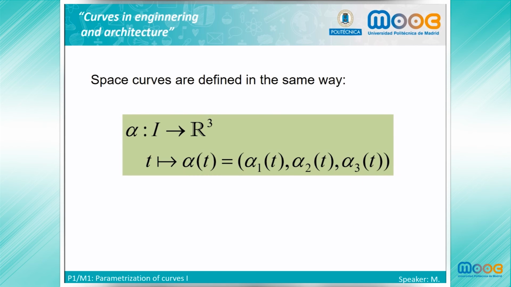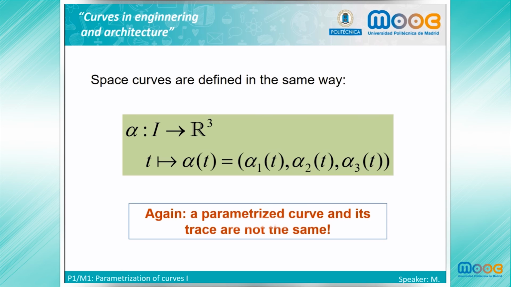Space curves are defined in the same way. There are functions from an interval to the space. That is, you assign to every value t of the interval a point with three coordinates. And again, a parametrized curve and the trace are not the same. The trace contains less information than the parametrized curve.